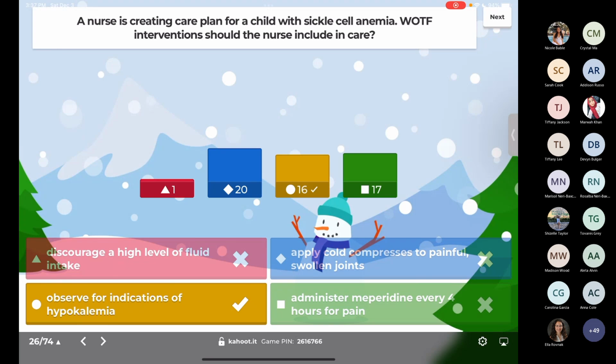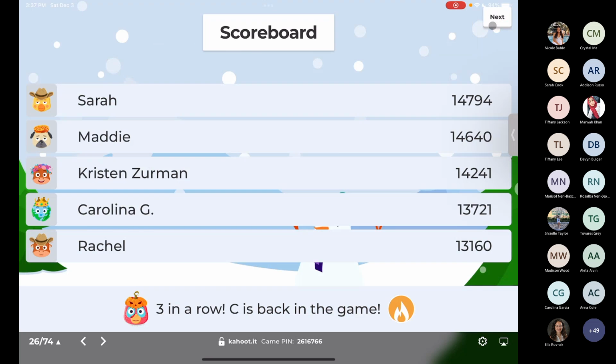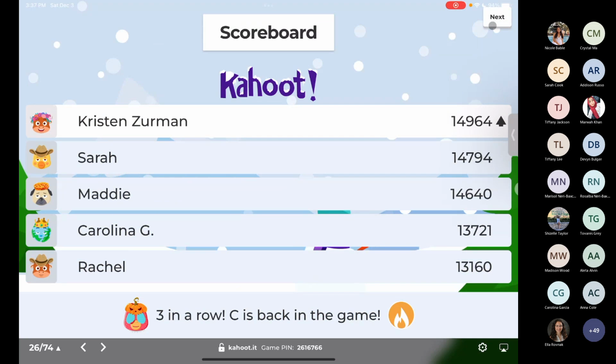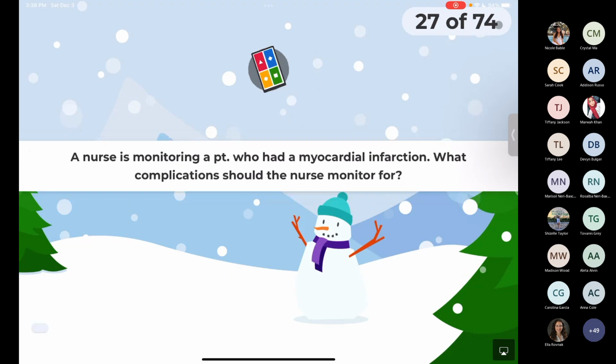All right, good job, guys. So, in sickle cell anemia, we need to be watching their potassium levels because they're at increased risk for hypokalemia. That's just part of the patho behind sickle cell anemia. Additionally, the cold compresses aren't going to help their joints. We want to put some warm heat on them. And they're in very intense pain. So meperidine probably isn't going to help them. Ideally, we want them on a morphine pump, PCA.